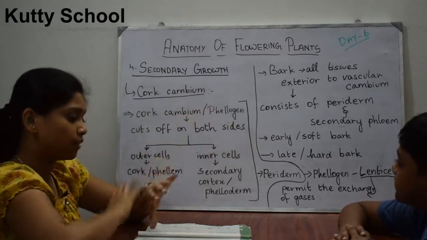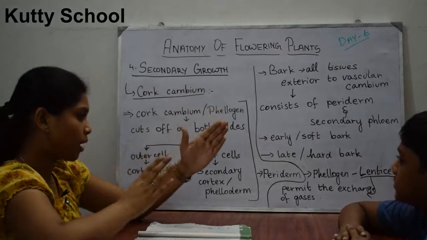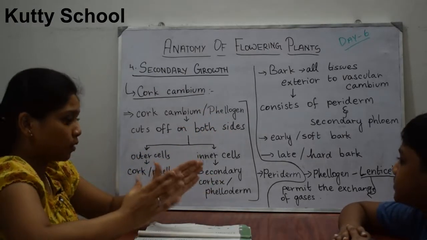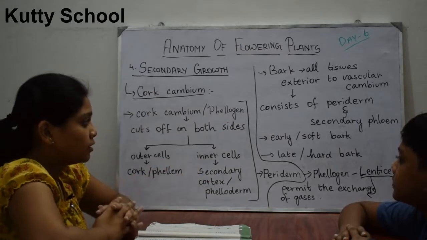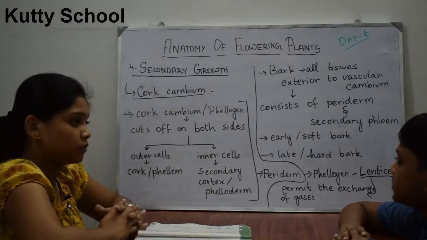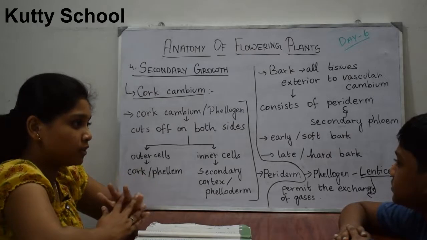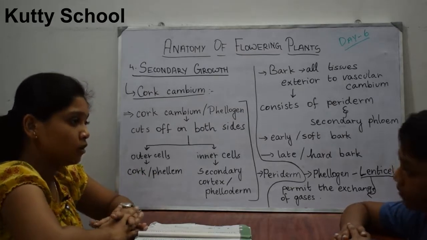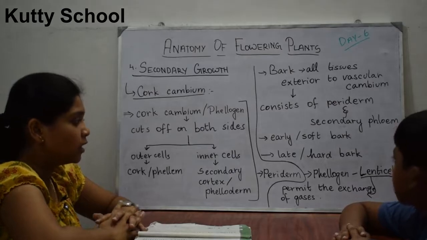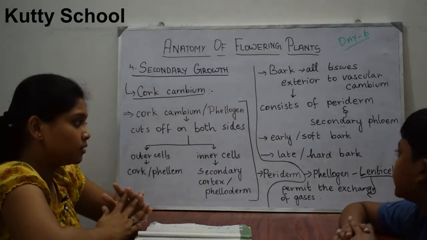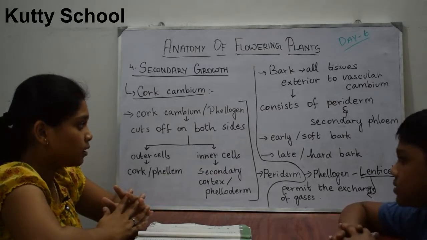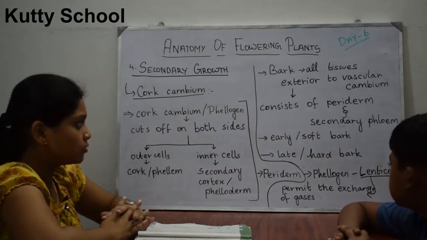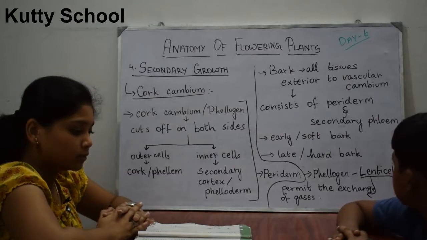Bark is known as secondary phloem and periderm. All these tissues are known as bark. So when this bark is formed at the early stage of the season, at the start of the season, it is known as early or soft bark. When it is developed late in the season, it is late or hard bark. So this is generally about bark.